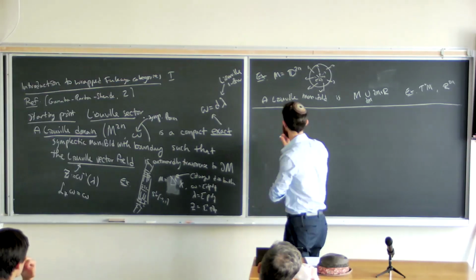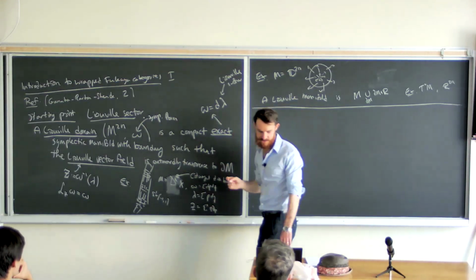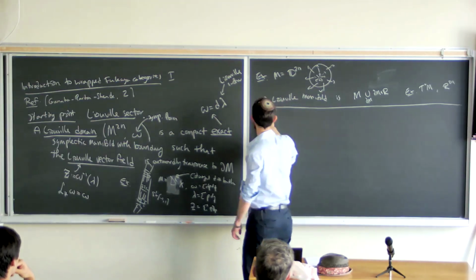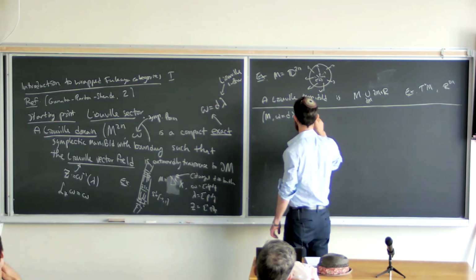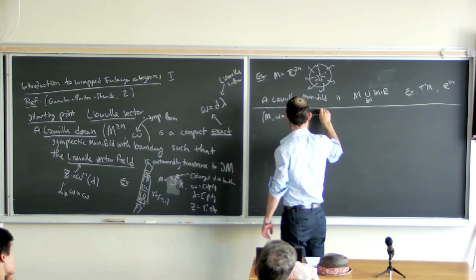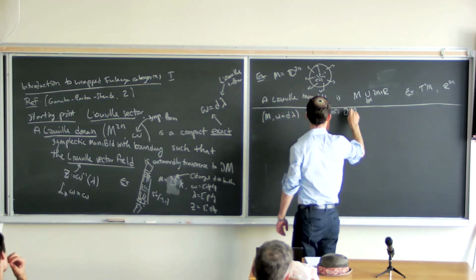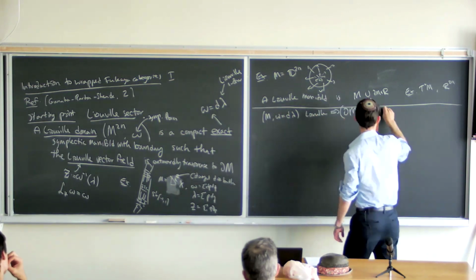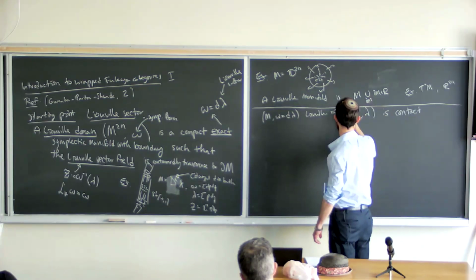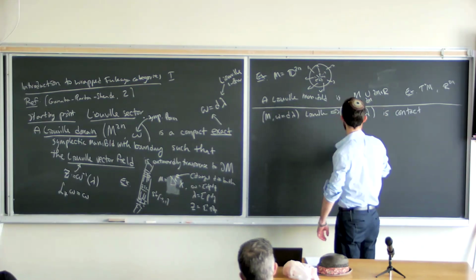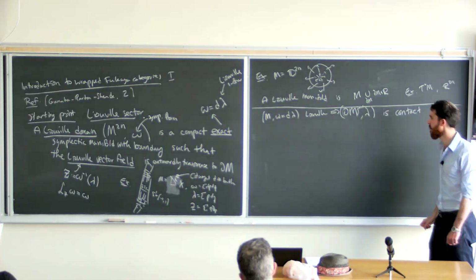Okay, so yeah, since M, so if M is Liouville, this implies that the boundary of M equipped with form lambda is contact. So the boundary of M is now a 2n minus 1 dimensional contact manifold.